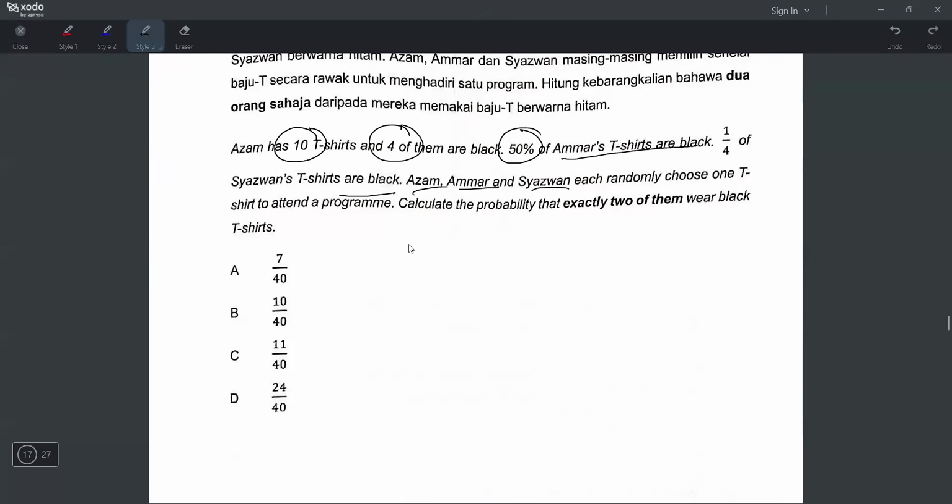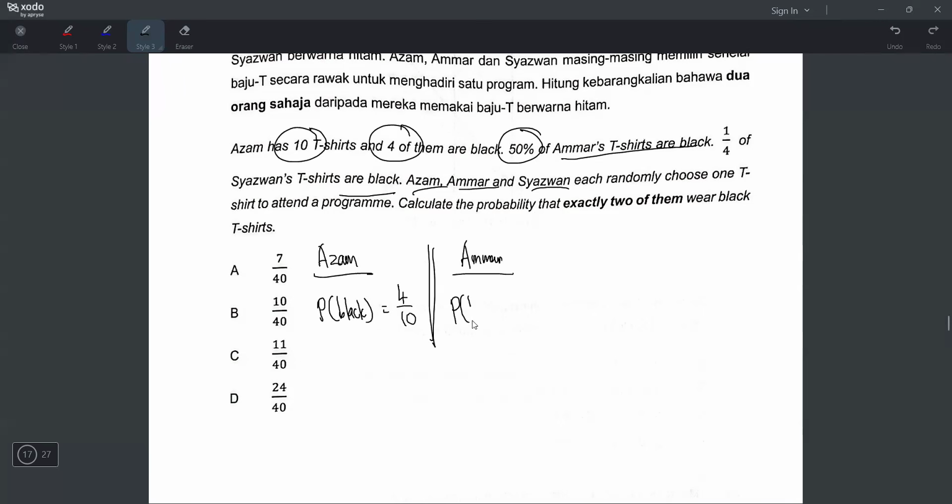Okay, it's kind of confusing. There are 3 persons here. Alright, let's read again. Azam has 10 t-shirts, 4 of them are black. So for Azam, the probability of black would be 4 over 10. Yeah, because the formula for probability is n(A) over n(S). If you want the probability of black, then on top you put the number of black and at the bottom the total. So 4 over 10.